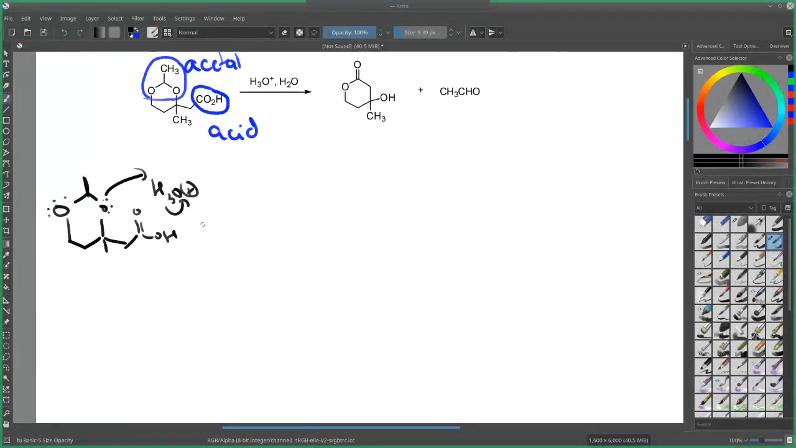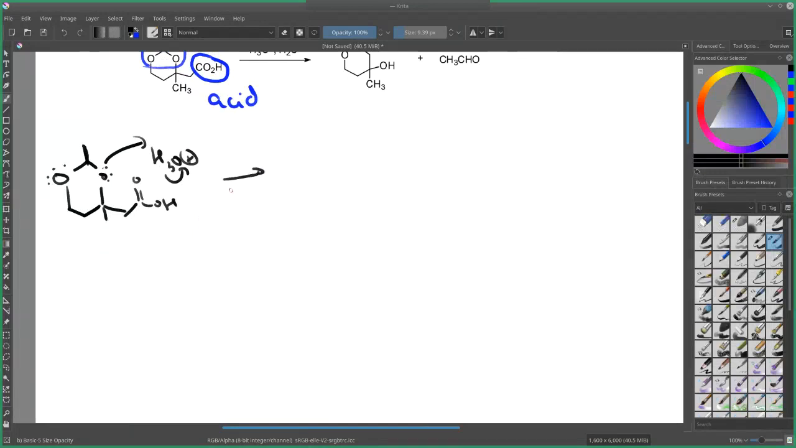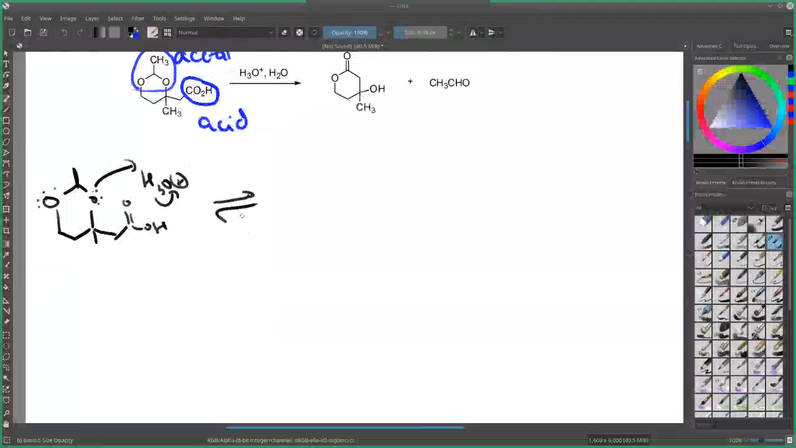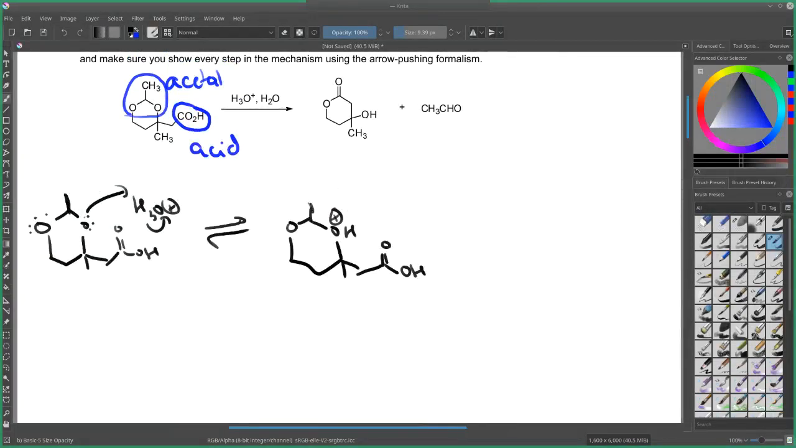Okay. So, whole bunch of equilibrium arrows going on because we're just protonating and deprotonating. Okay. And we want to break this acetal. So what are we gonna do with this OH plus? Or rather, what are we gonna add to this whole thing to get rid of that acetal?